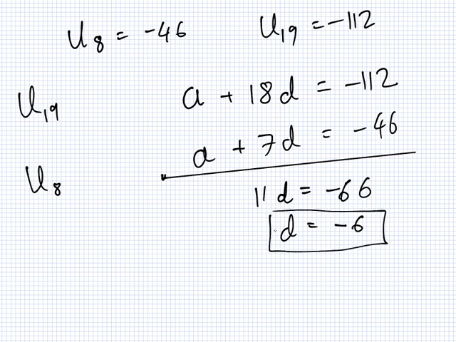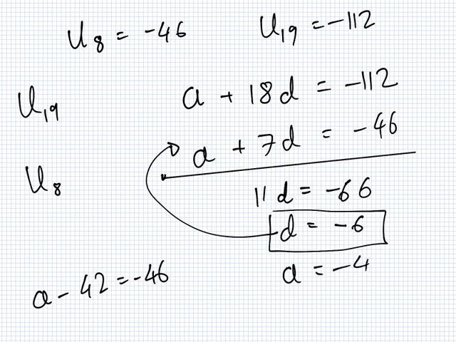You can take that and put it back in to say here. So you get A minus 42 equals minus 46. So A equals minus 4. And you've now found A and D from only knowing 2 terms in the sequence. Okay, write this example down, and then we'll have a look at the next formula.